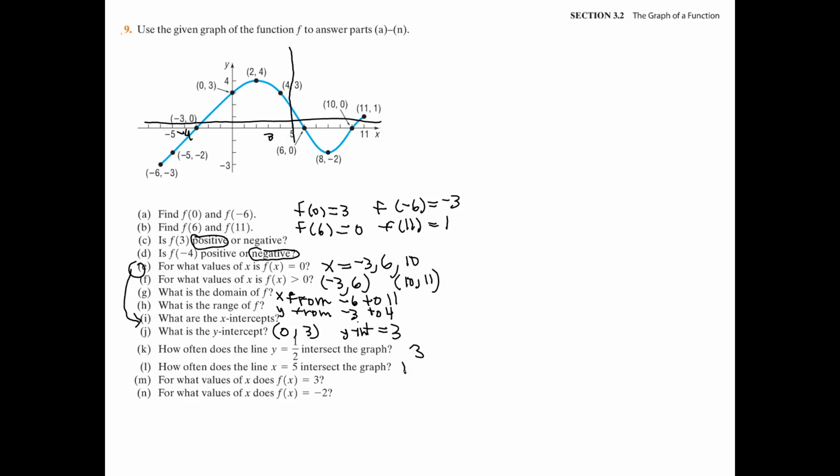For what values of x does the function equal 3? x equals 0 and x equals 4. For what values of x does the function equal -2? x equals -5 and x equals 8.